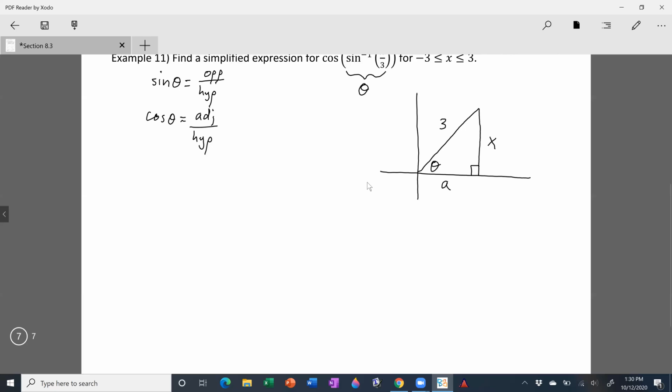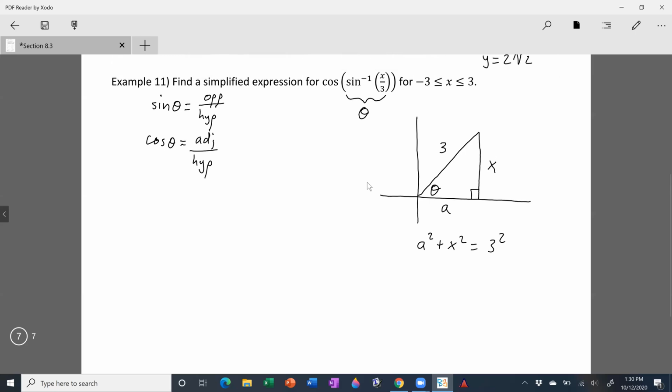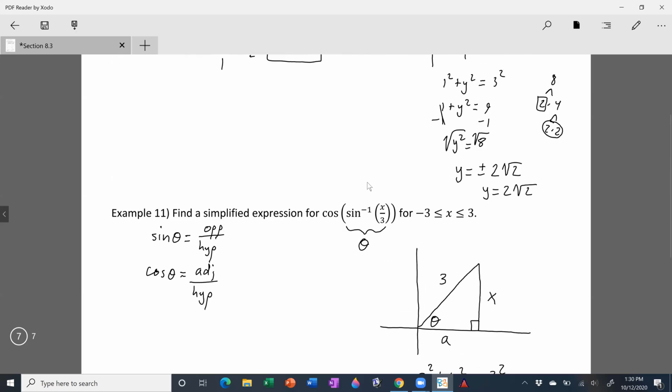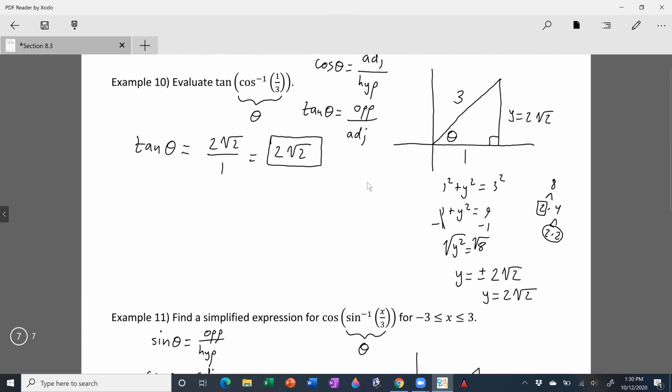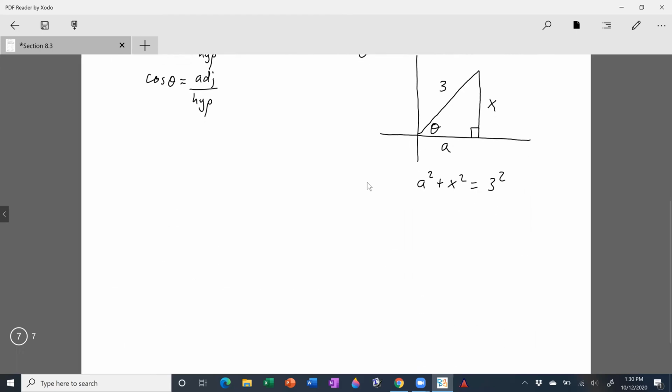And so now we can find out what a is in terms of x by using the Pythagorean theorem. So we know that it would be a squared plus x squared equals 3 squared. We're pretty much doing the same thing that we would have done if we knew what all of the numbers were, like in the previous example. So now I want to solve for a. We have a squared plus x squared equals 9. To solve for a, you subtract x squared from both sides, and we have a squared equals 9 minus x squared, and you can't combine those.